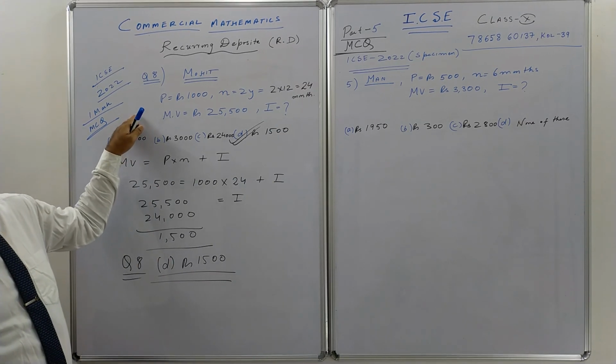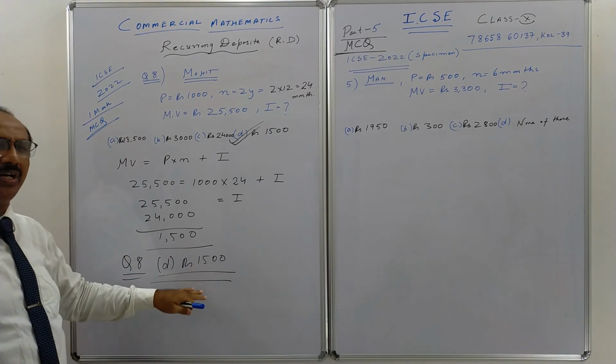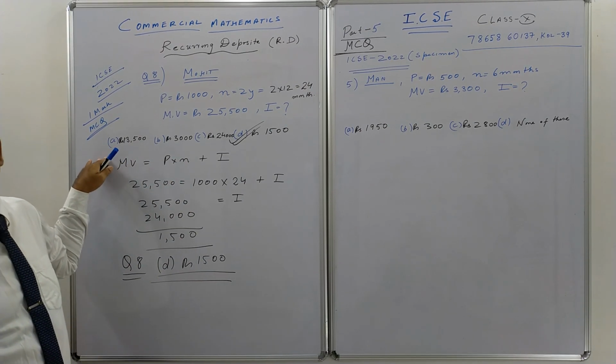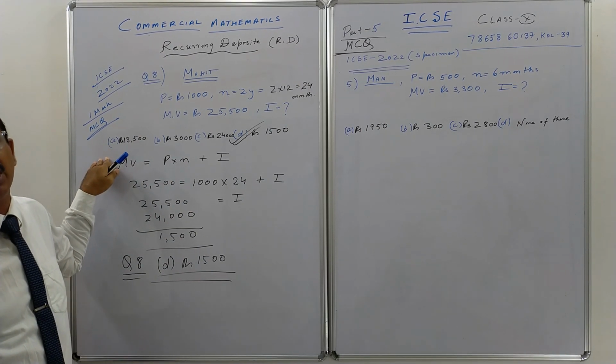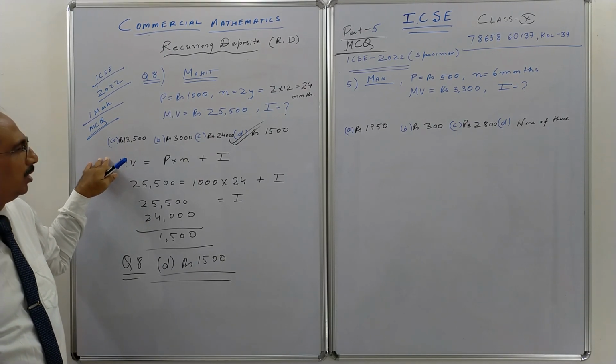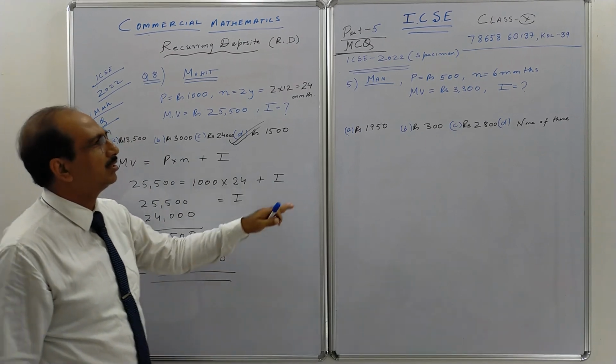Similarly, see, in the first MCQ questions of 1 mark, generally we have to find interest. So we use only this formula, not the second formula that I wrote, I is P into N, N plus 1 into R by 2 into 12 into 100. So see the third question.